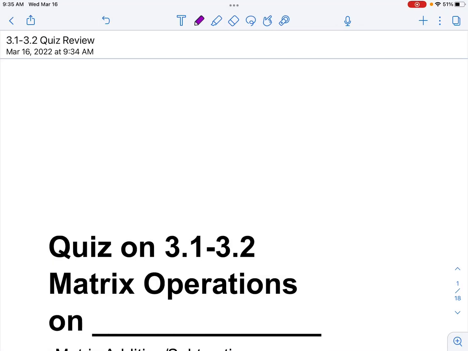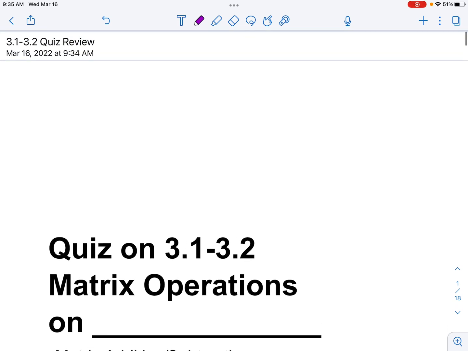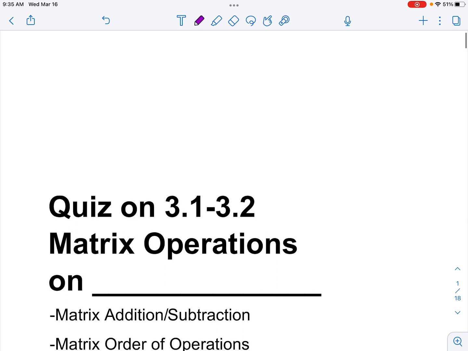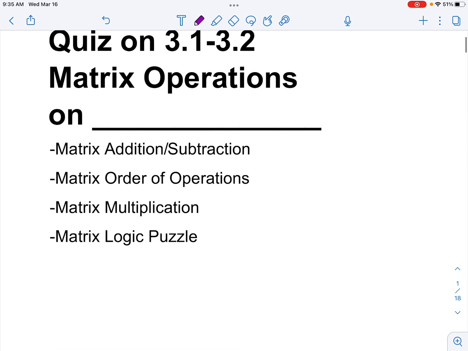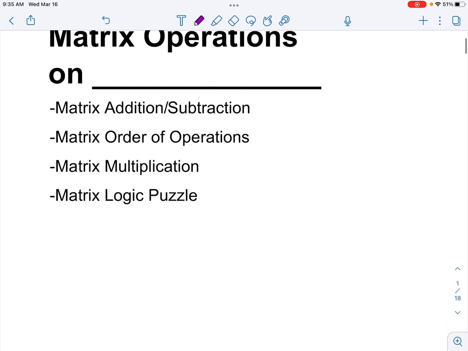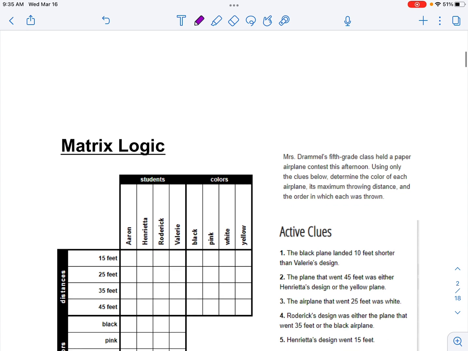All right, everyone, I'm going to give you a rundown on lessons 3.1 and 3.2 now. I'm in the 3132 quiz review file here. I'm just going to review how to do matrix operations. In the first video, we'll do adding, subtracting, and multiplying, and then we'll do a logic puzzle in the next video.